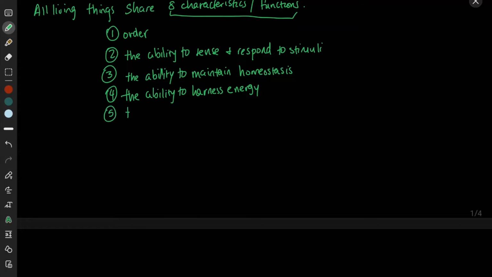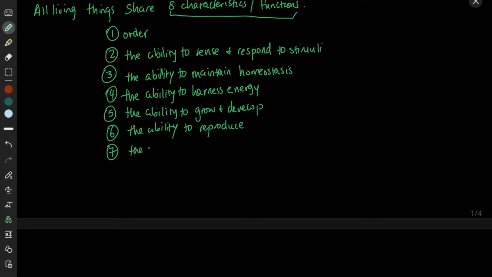Number 5 is the ability to grow and develop. Number 6 is the ability to reproduce. Number 7 is the ability to evolve. Number 8 is the ability to adapt. These are the 8 characteristics that all living things share.